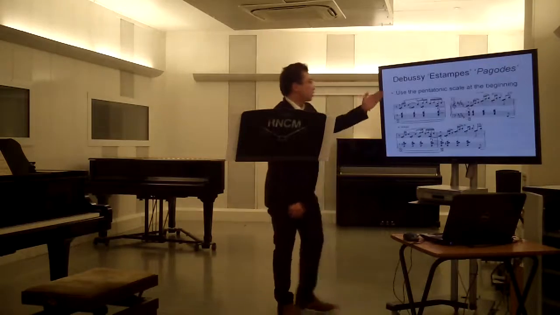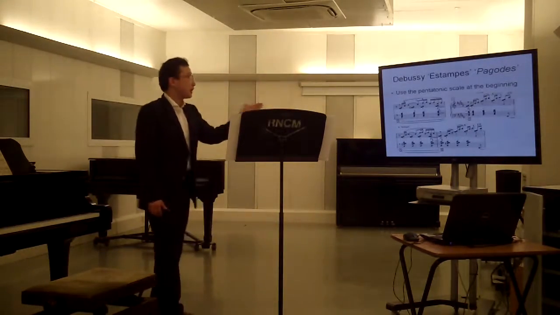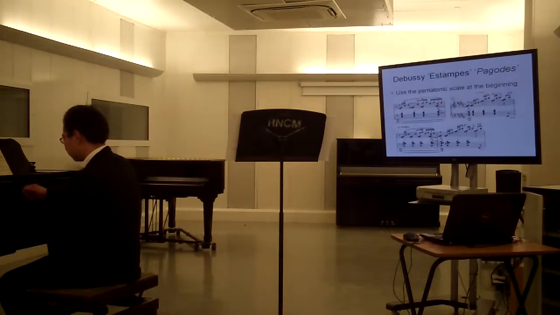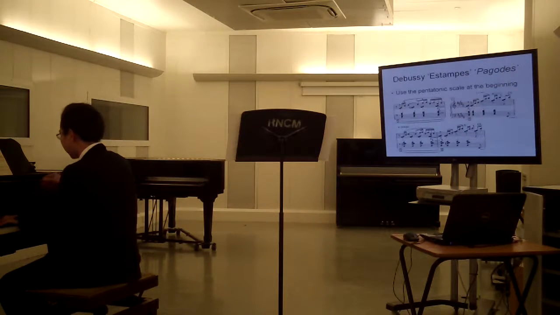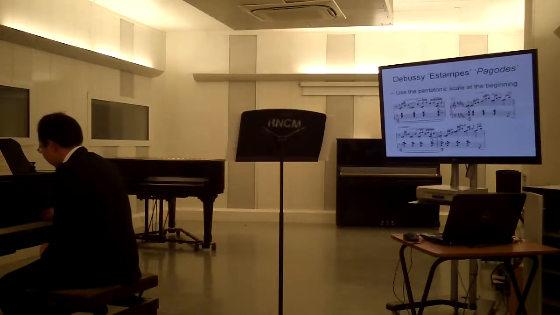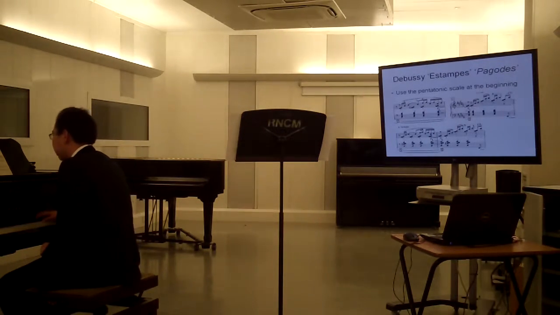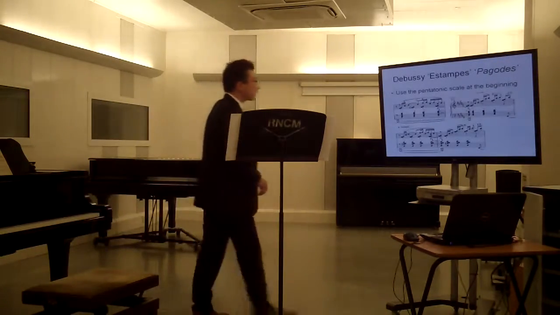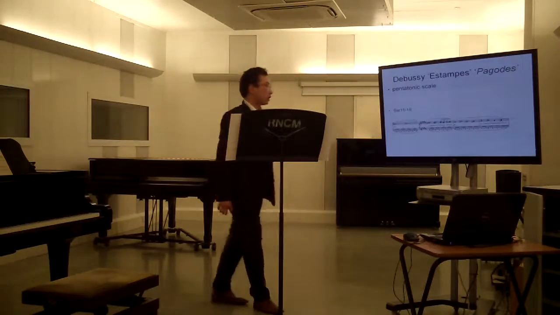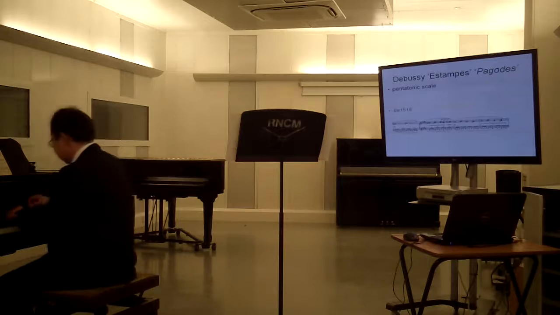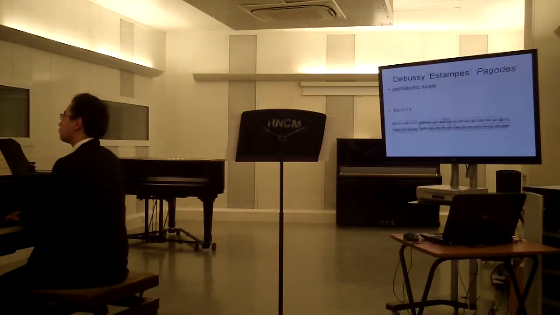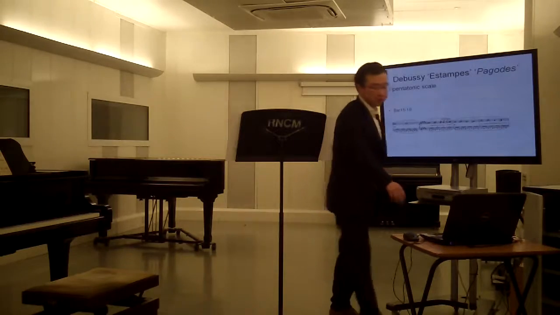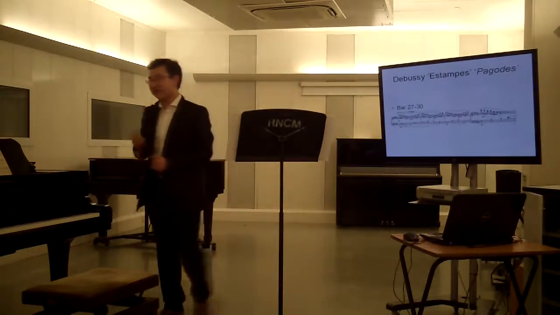We can find from the score that at the beginning of his piece Estampes, he used the pentatonic scale. The pentatonic scale is made up of B, C sharp, D sharp, F sharp, and G sharp, and B is the key note. We can also find in bars 15 to 18 that it also used the pentatonic scale. And in bars 27 to 30, he also used the pentatonic scale as the melody.